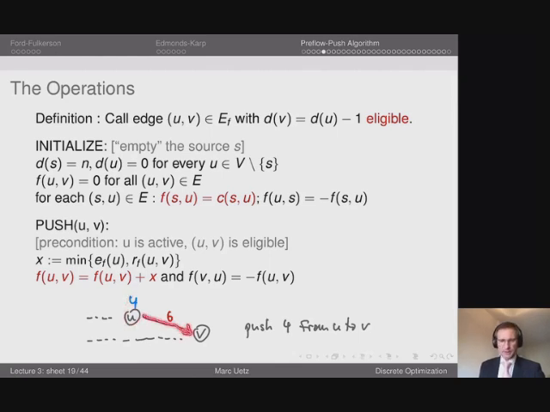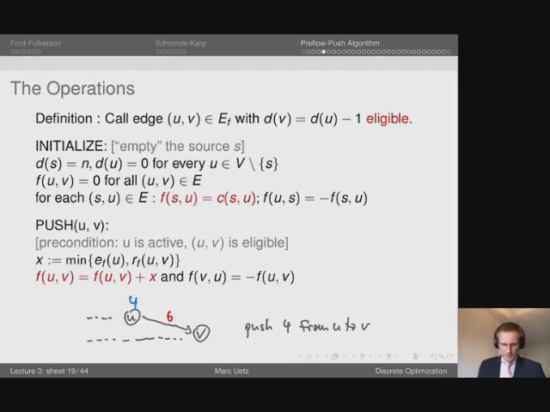This edge is an edge in the residual graph. It has a certain residual capacity. So let's say this is 6. Then the amount of flow that could be pushed from U to V is, of course, not more than 4. Okay, so X is the amount of flow that could be pushed from U to V. And then we push it from U to V, and correspondingly, the flow in the other direction is also updated to make it skew symmetric.